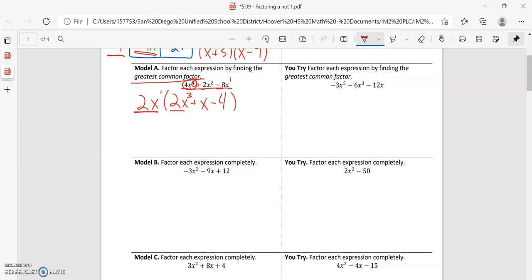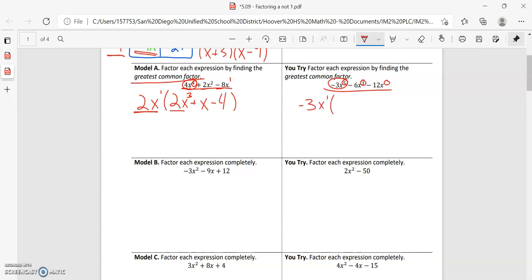Let's do the you try together. So same thing. What number can we pull out of all these things? 3, 6, and 12. We can pull a 3 out. And also, whenever our first term is negative, pull that out as well. And going through the list, we have 5, 3, and 1x. So we can only pull out 1.